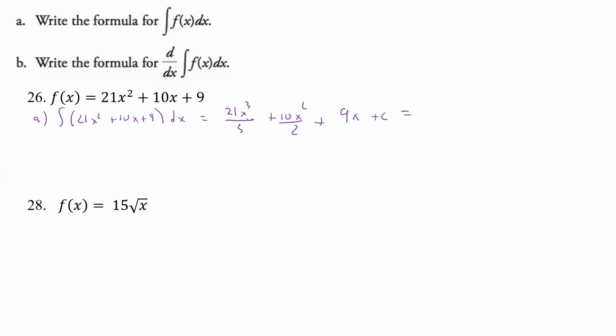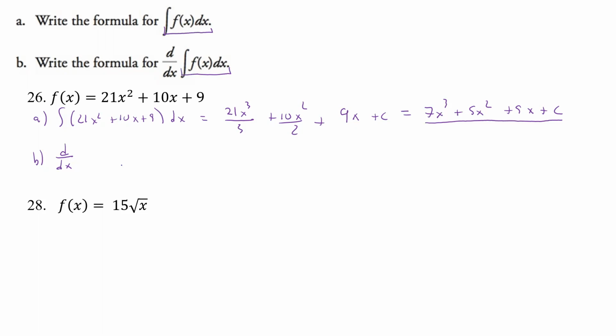And if we simplify that, 21 divided by 3 is 7x to the third, 10 divided by 2 is 5x squared, and then plus 9x plus c. And that would be our formula for the integral. Now we're going to take the derivative of the integral. So for part B, we're going to take the d dx, and well, guess what? We already found the inside part. So that's what this piece is.